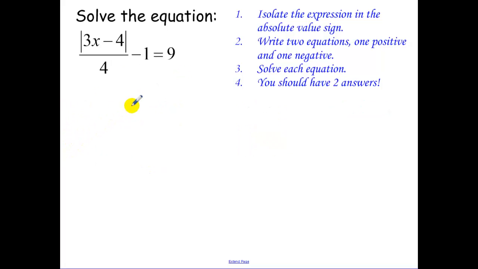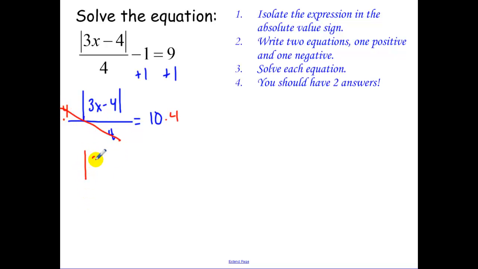Okay, solving this equation. Again, first we need to get rid of what's being added or subtracted to this absolute value piece. So we need to add 1 to both sides. So we have |3x minus 4| all over 4 is equal to 10. Now get rid of the 4 on the bottom, so I multiply both sides by 4. That cancels out that 4 on the bottom. So we have |3x minus 4| is equal to 40.